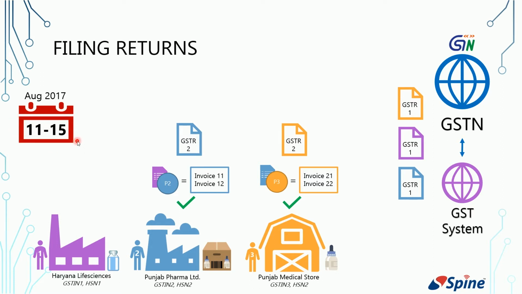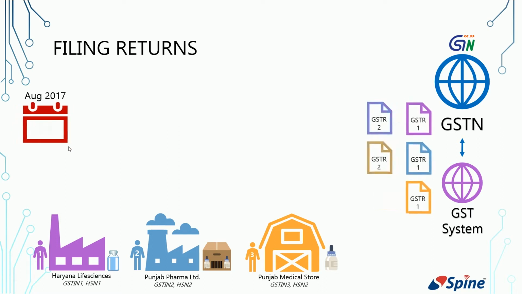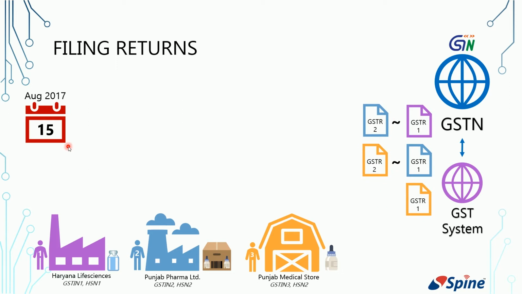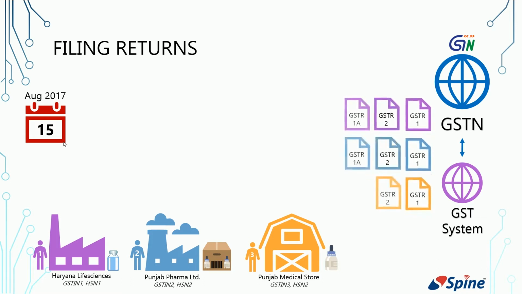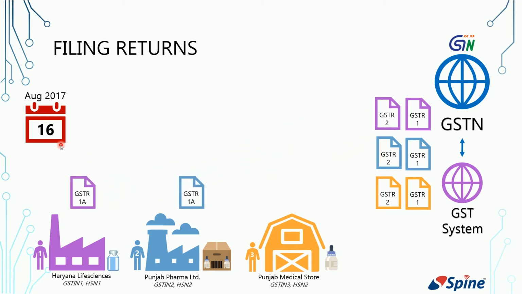GSTR2 is submitted on the GST Common Portal before the 15th of August. Since Punjab Farmer had updated its inward supply data in GSTR2, on August 15th, the GST portal compares the GSTR2 and GSTR1. Using this data, the system prepares GSTR1A, or the auto-populated return of outward supply. GSTR1A is sent to the taxpayers on the 16th of next month, that is, on August 16th.